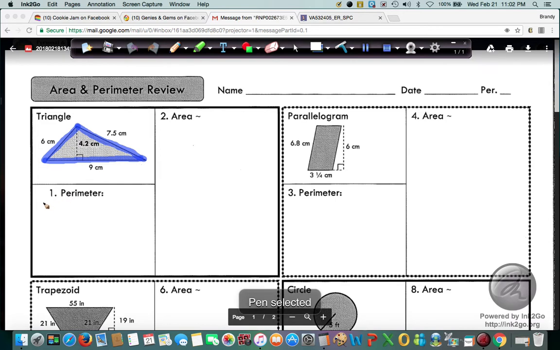So I'm going to say perimeter equals, and then I'm going to have my 3 sides. 6 plus 7.5 plus 9.